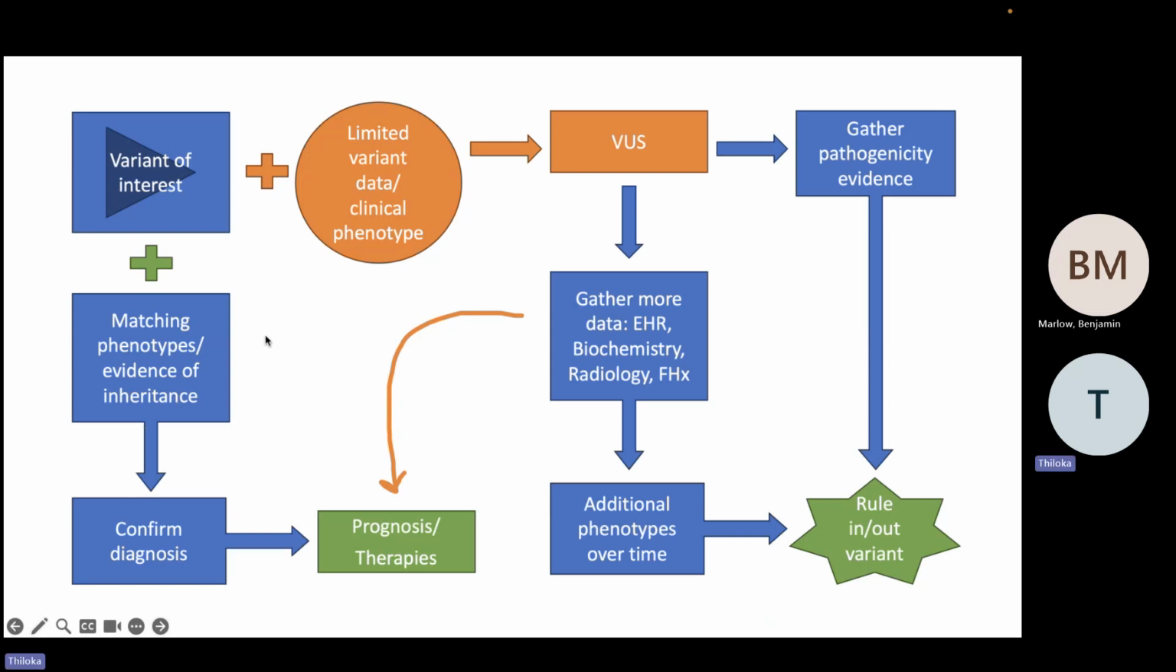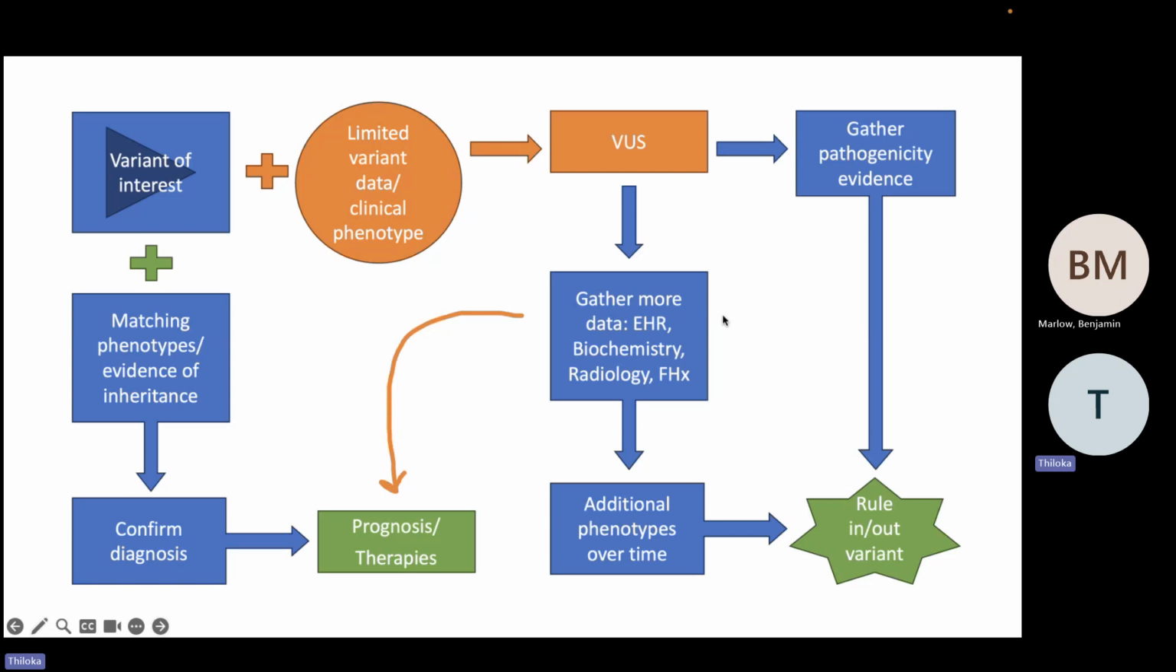This is a little schematic I've drawn because it's helpful to know where we are at. From my viewpoint, we are generating a number of variants of uncertain significance, in orange, because often we have limited data for the rare variants that we generate, or limited clinical phenotypes for the patients we are sequencing. That leads to uncertainty whether that variant is causing disease or not. So this leads us to needing more data.